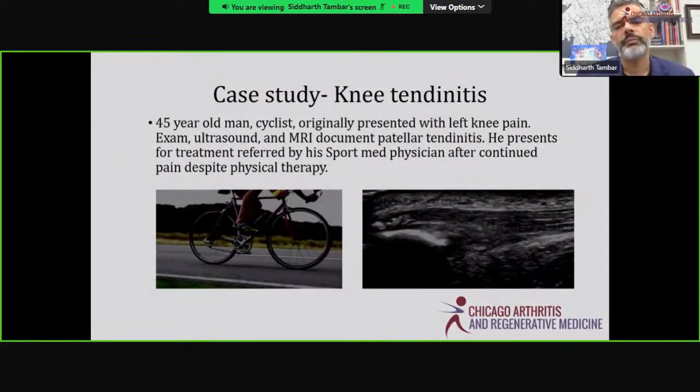So this is a case study of a man who is a regular guy, but he tends to cycle. He is a cyclist, referred to me by his primary care sports medicine doctor because he had continued pain in his knee despite physical therapy and rest. Ultrasound picture on the right shows the patellar tendon, shows the patella, that's the bright white signal, and shows some little bone spurs in the patella and a little bit of disorganization of the tendon.